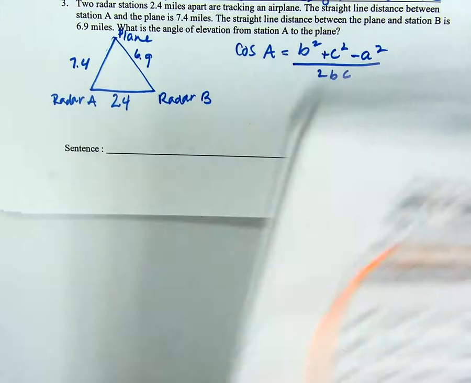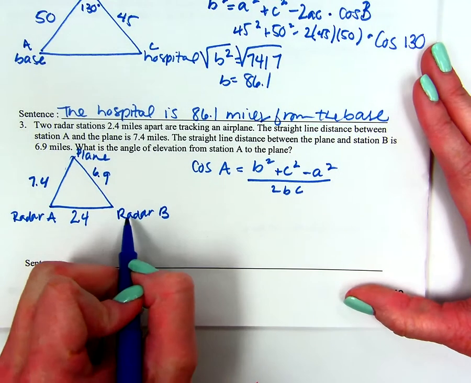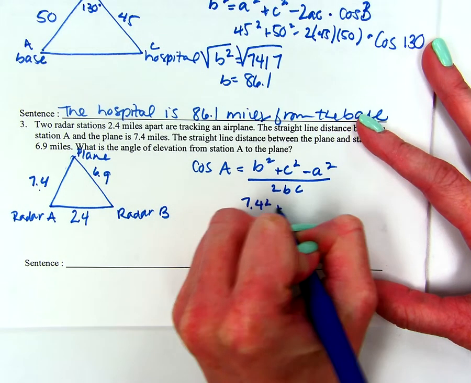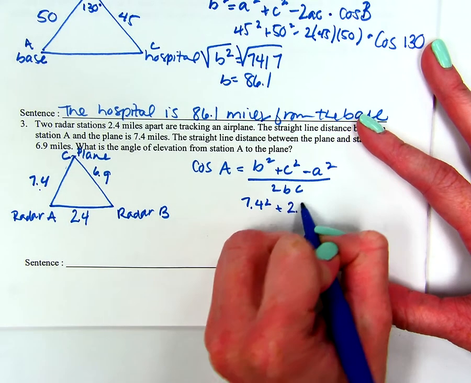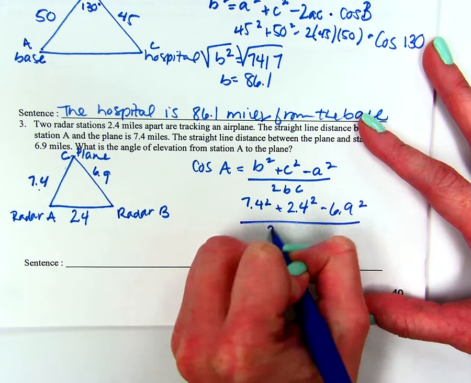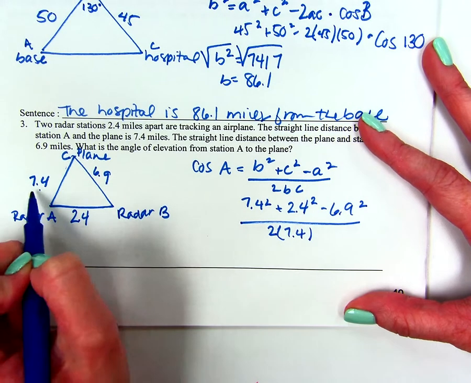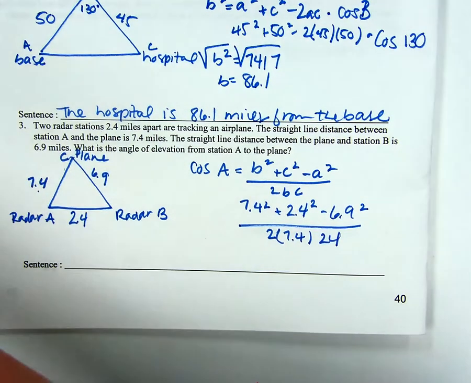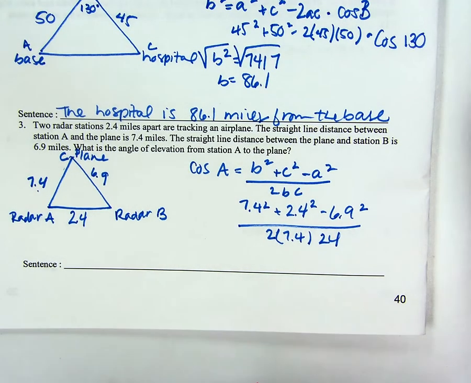You take the information you have given and you plug that in. We don't have the cosine of angle A, that's what we're going to solve for. So b squared, remember, you're going across. This is my b here, 7.4 squared, plus c squared. My plane is c, so plus 2.4 squared, minus a squared, 6.9 squared, all over 2 times b, again 7.4, times c, which is 2.4. Go ahead, take a minute, plug that into your calculator. I'm going to remind you, do the top, hit enter, do the bottom, hit enter, and then divide.